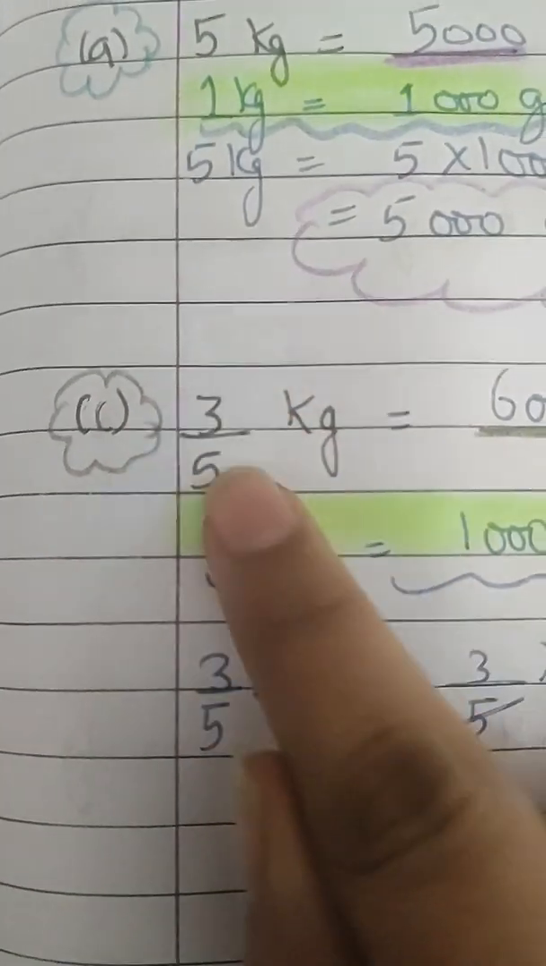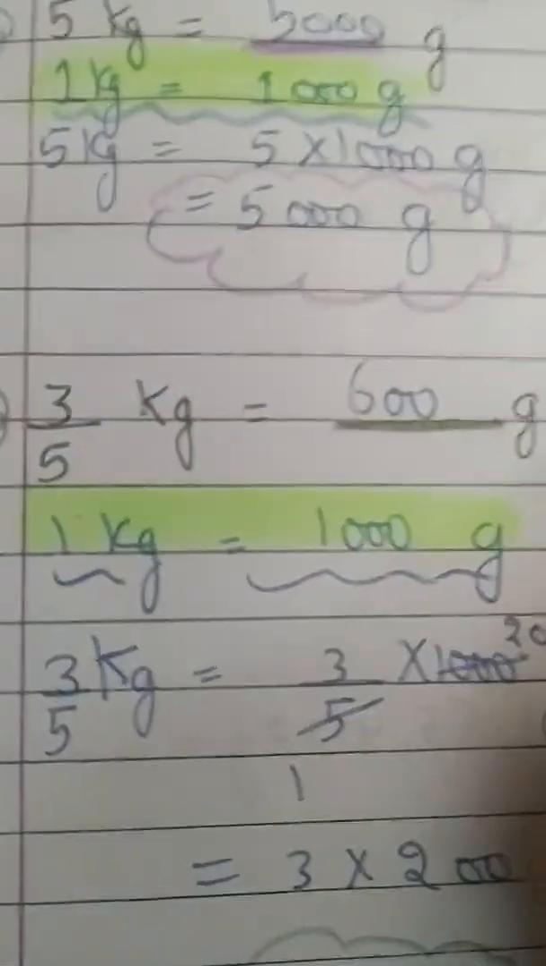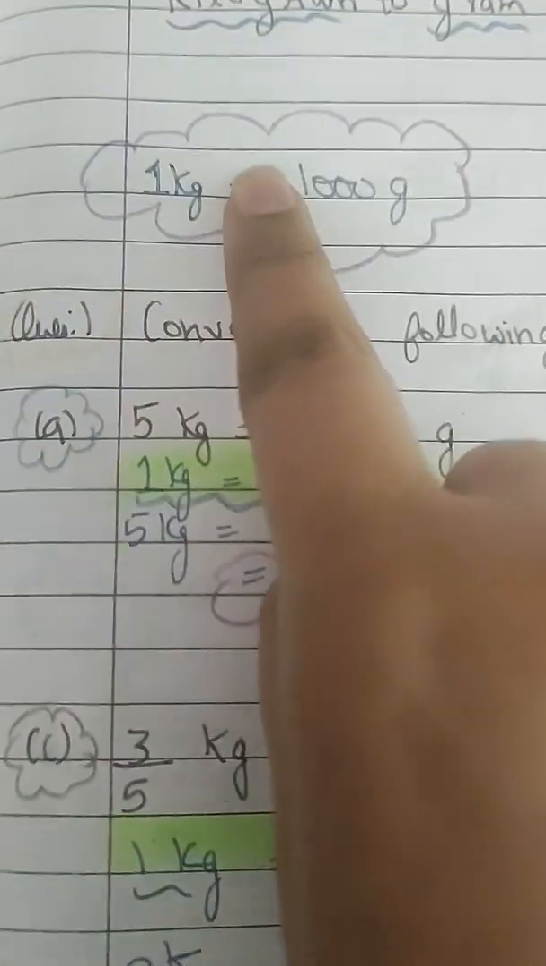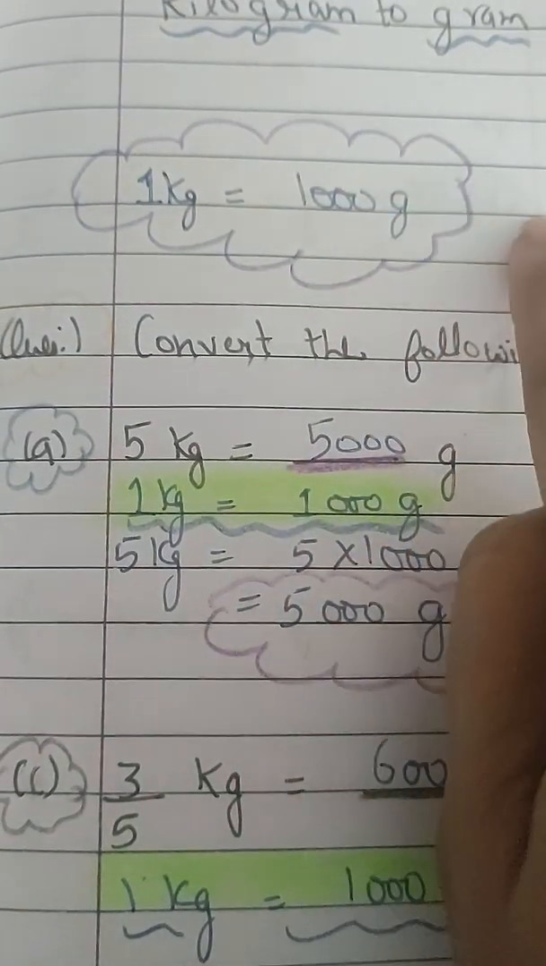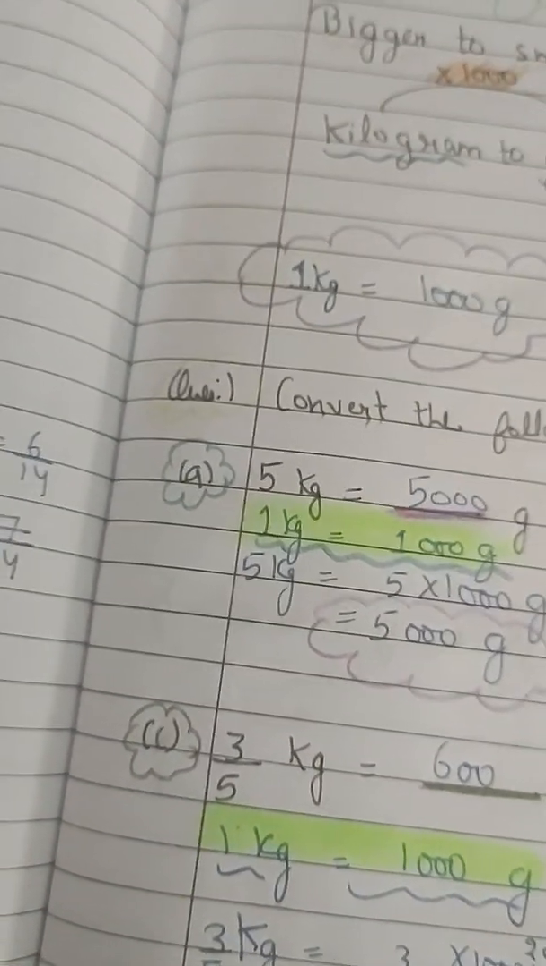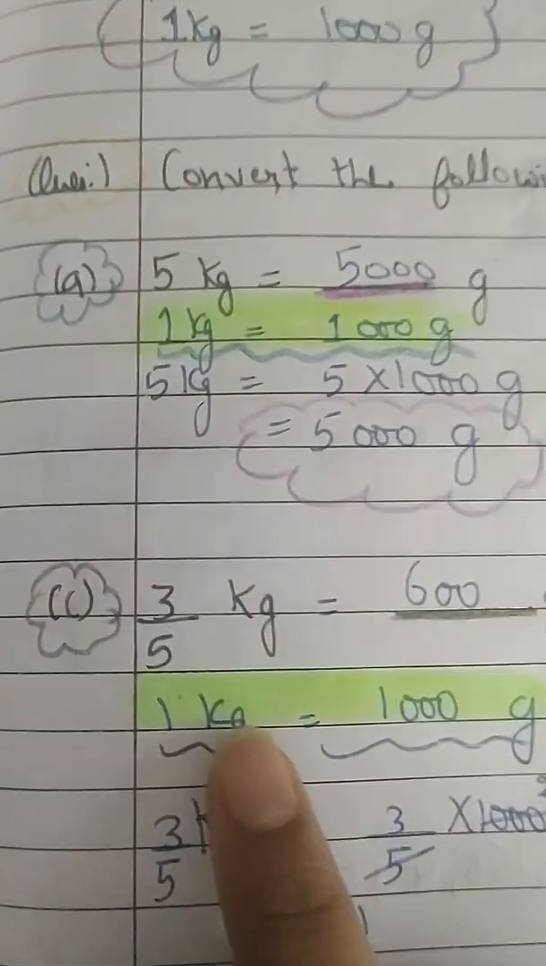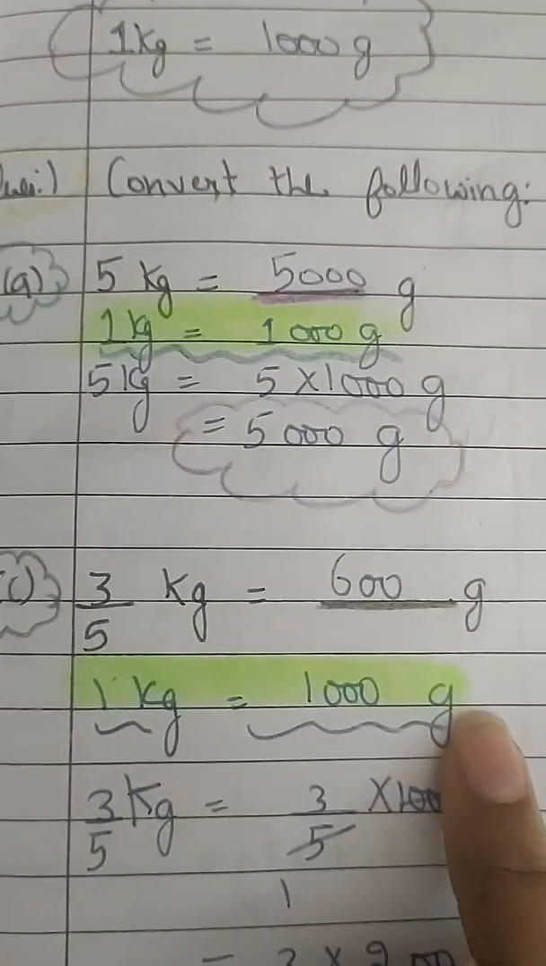Then you have 3 by 5 kg. You have to change it into grams. Again kilograms to gram we are going bigger to smaller. So again you have to use the formula 1 kg is equal to 1000 grams. You have to use this same formula here. So 3 by 5 kg, 1 kg is equal to 1000 gram you have written.